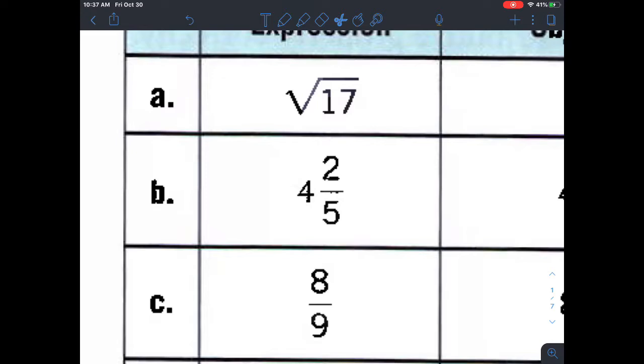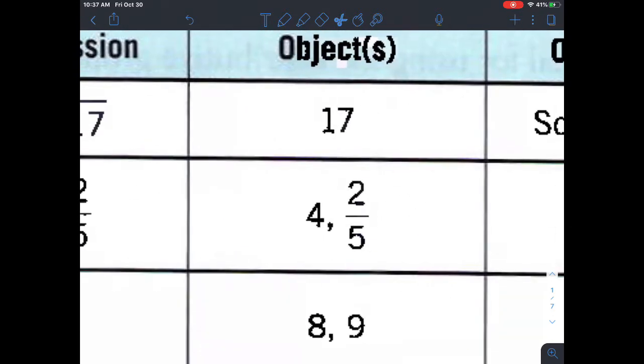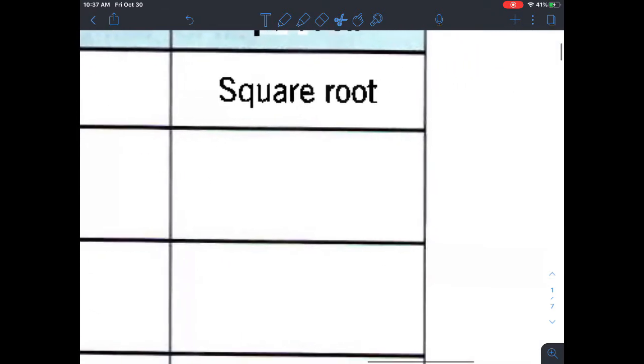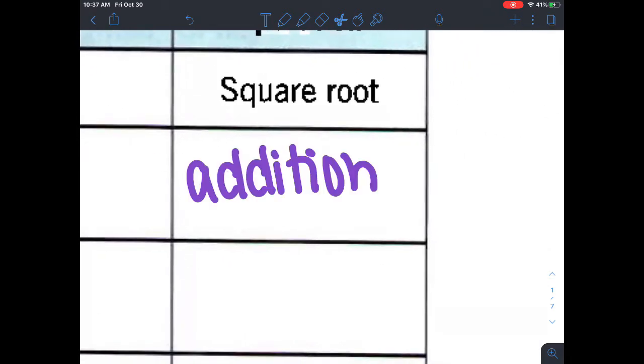We have 4 and then 2/5. So the objects we're looking at are the 4 and the 2/5. How are they connected together? Like, what operation is being done to them? Even though you don't see an operation symbol, what's going on? We are adding these together. Like, you have 4 whole pizzas and then you have 2/5 of a pizza. You have 4 pizzas and then you're adding on the 2/5 of a remaining pizza. So you're adding those together.